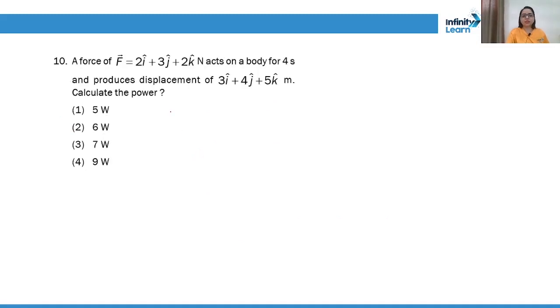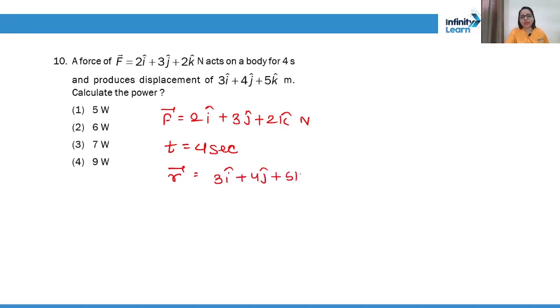Question number 10. A force vector 2i cap plus 3j cap plus 2k cap Newton acts on a body for 4 seconds and produces a displacement vector 3i cap plus 4j cap plus 5k cap meter. Calculate the power. So power is rate of doing work. Work is force dot displacement vector. So work will be F vector dot R vector, which is equal to 2 into 3 plus 3 into 4 plus 2 into 5. So it is 6 plus 12 plus 10, that is equal to 28 joules.